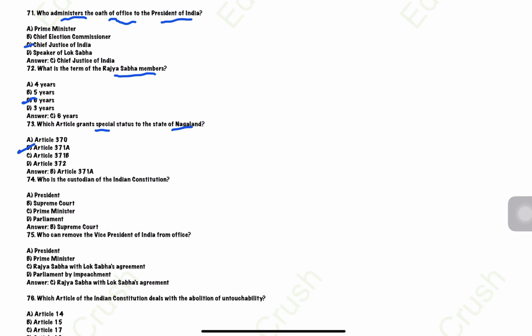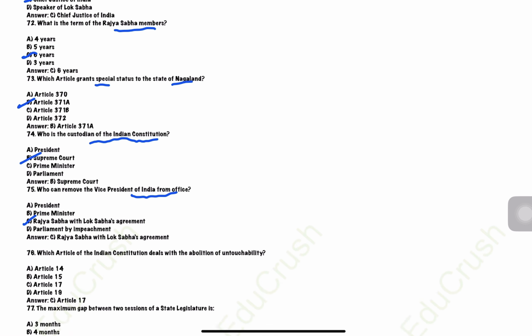Who is the custodian of the Indian Constitution? So, Supreme Court is the custodian of the Indian Constitution. Who can remove the Vice President of India from the office? So, Rajya Sabha with Lok Sabha's agreement can remove the Vice President of India from office.